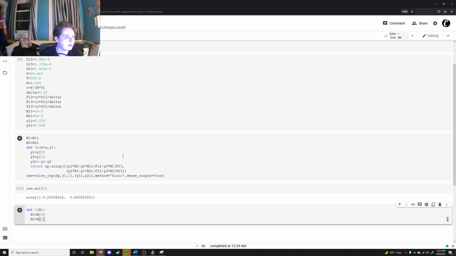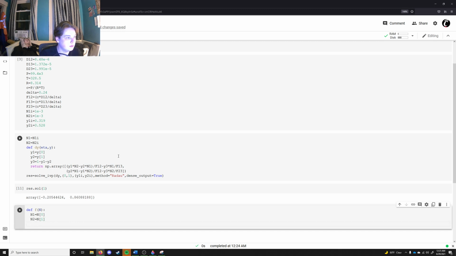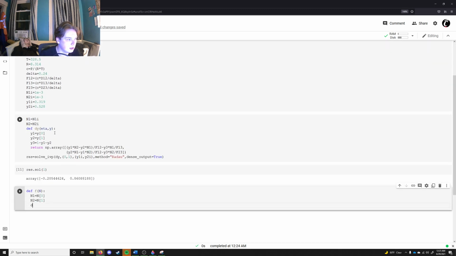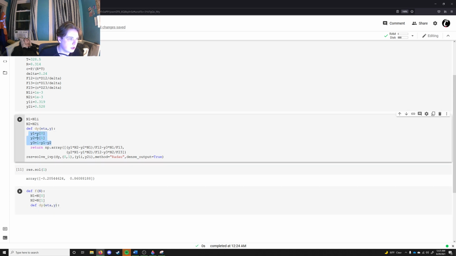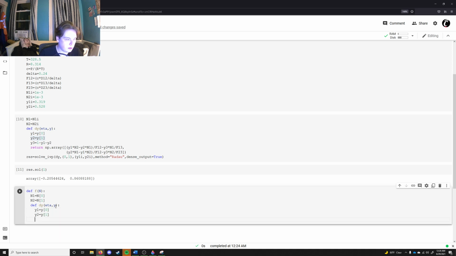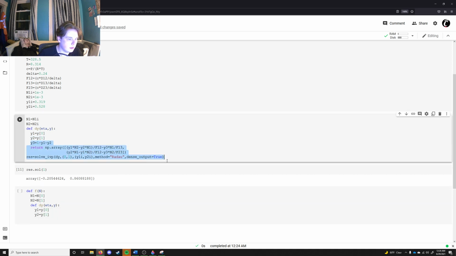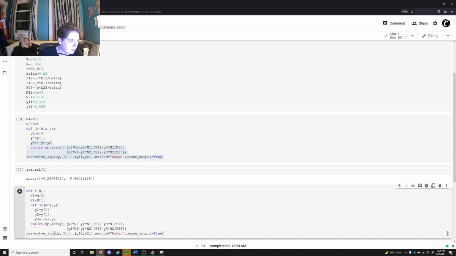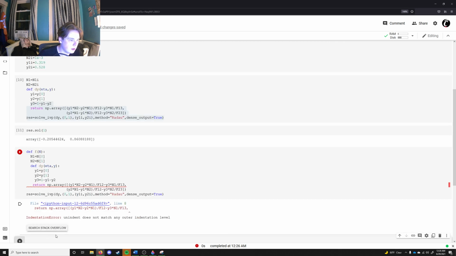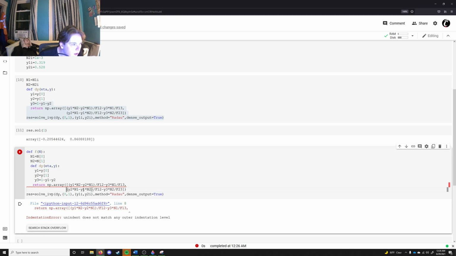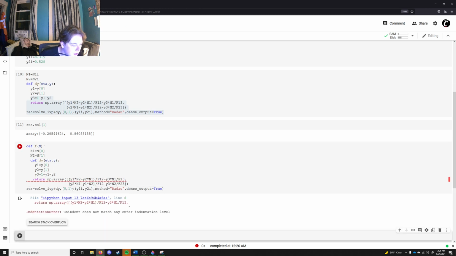And then we're just going to do this equation again. So we're going to define dy with eta and y. And we'll just copy this. I can probably just do all of this. There we go. I just need to do that. And where is that? Unindent does not match unindent.